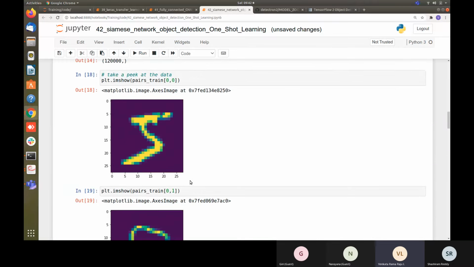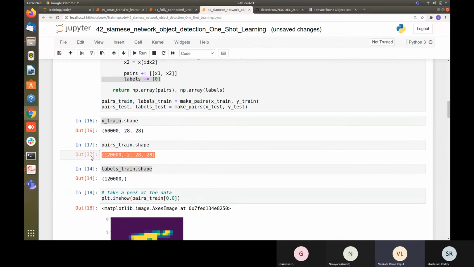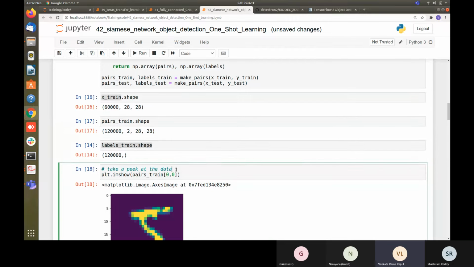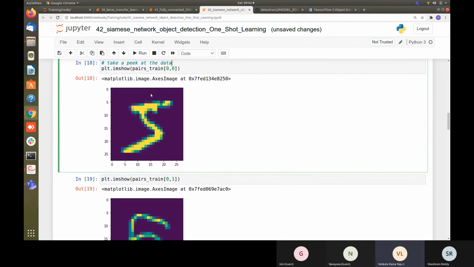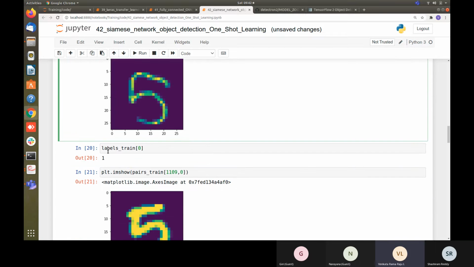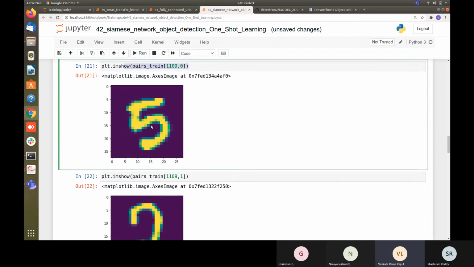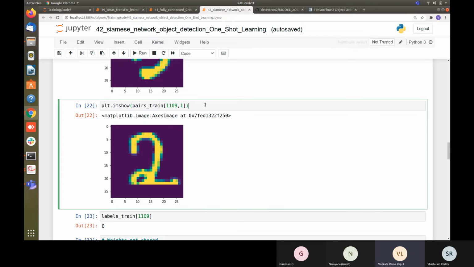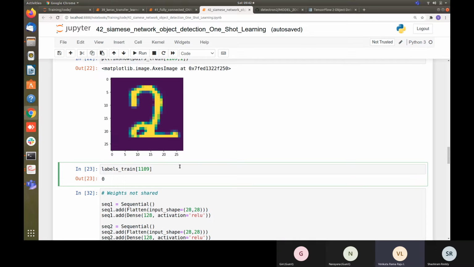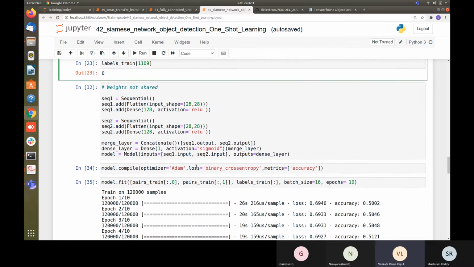Got it? From this newly formed array, I am trying to show one positive record, where both are 5s. These are pixels. I am actually trying to show them as a picture. And the target variable is 1. And the other one is 5 and a negative image, anchor image and negative image, target variable 0. Now we need to build this network.